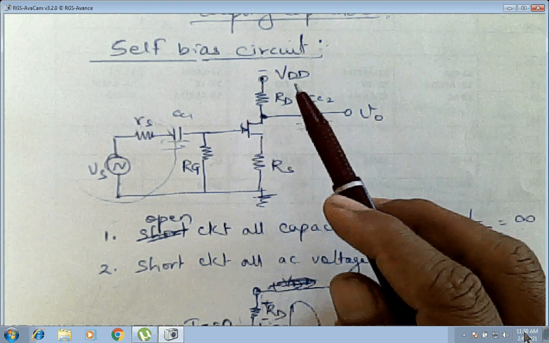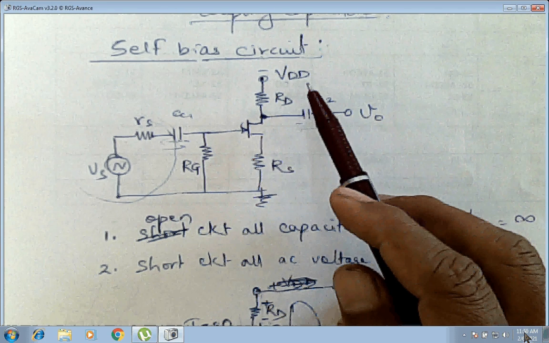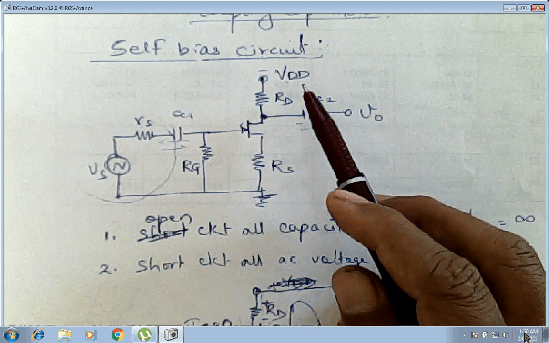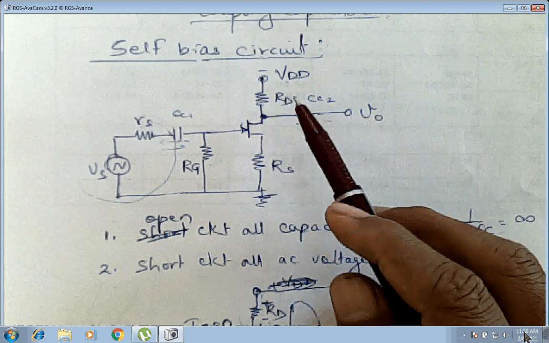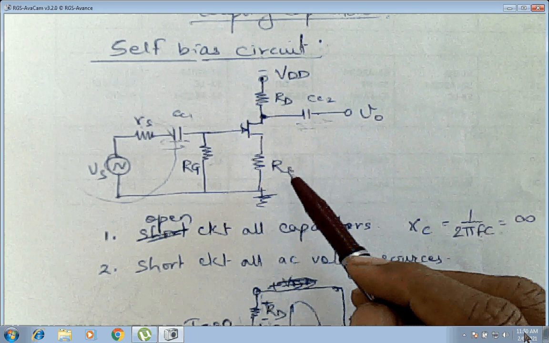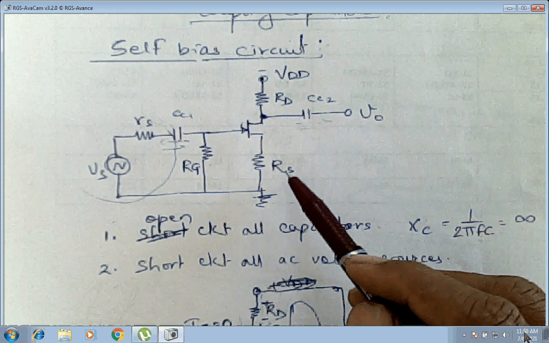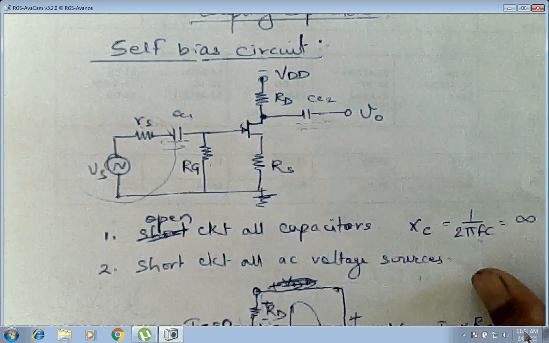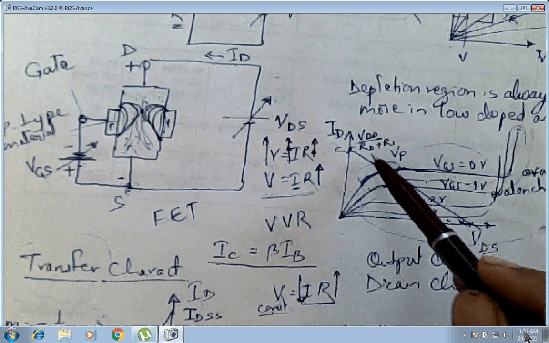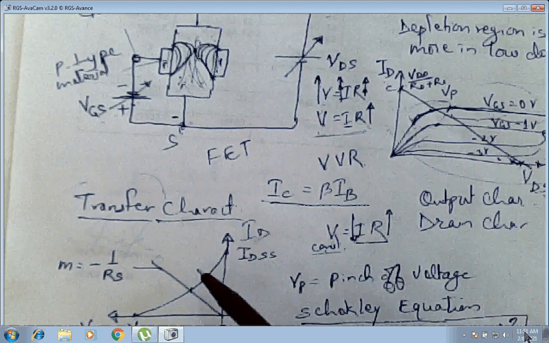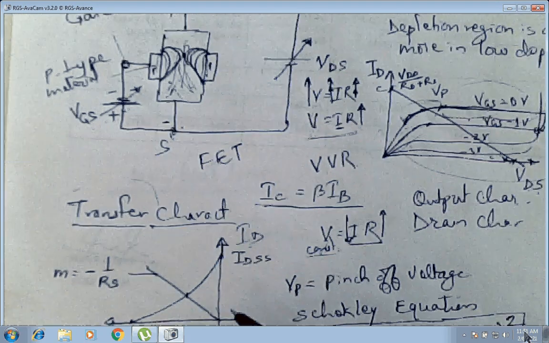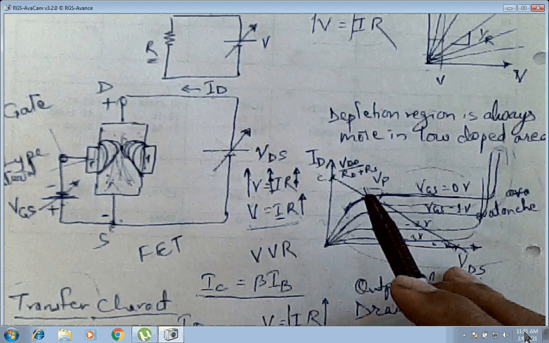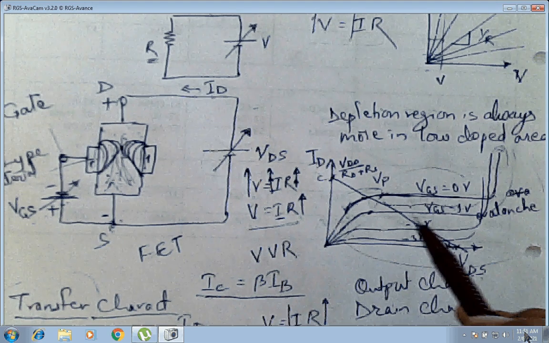VDD will be kept around 10 to 15 volts, whatever you want to keep it, and the RD and RS values are fixed. Once these values are fixed, then these lines are fixed. This line and also this line is fixed.